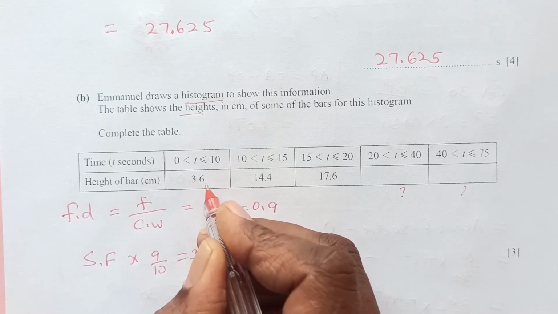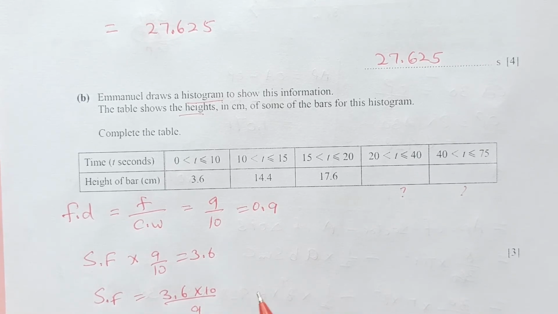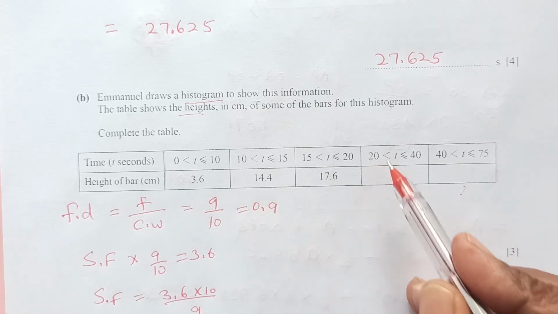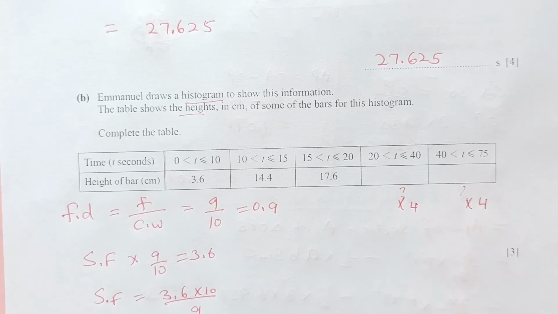This is 3.6 here. Scale factor will be given by this. So scale factor from here it is 3.6 times 10 over 9. So this is 36 over 9, which is 4. So that means whatever you are getting here, the frequency density, you need to multiply that by 4 here. Multiply by 4, multiply by 4.